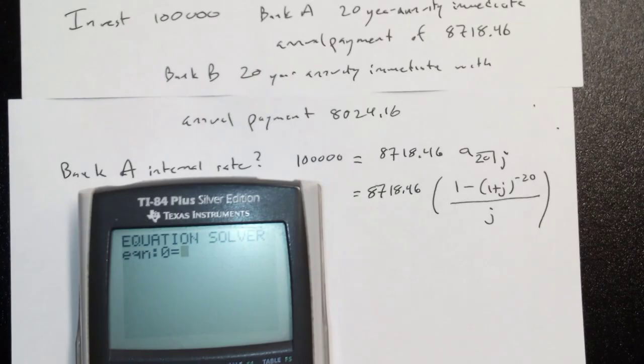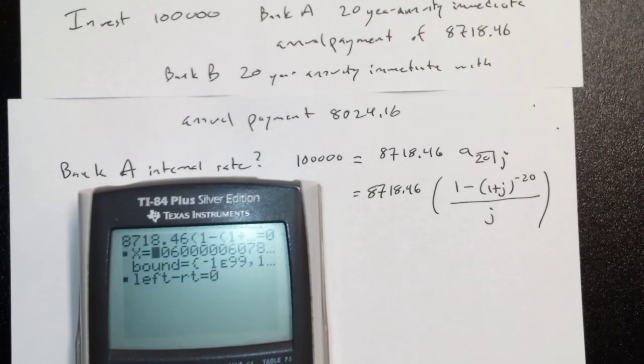So notice it says the equation is 0 equals, and I really can't move to the other side. So I'm going to have to subtract the 100,000 to the other side. 8718.46 parentheses, 1 minus parentheses 1 plus x to the negative 20th. That's the top. Close that, divide by x, subtract 100,000. That's the thing I want to set equal to 0. Now I actually have to hit solve because that's not the right answer. Alpha solve.